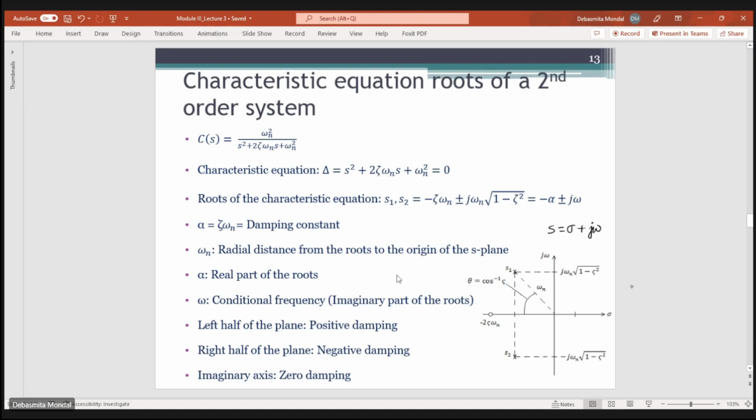Now, if we want to plot this one, the real part is equal to minus zeta omega n, and the imaginary part of this pole is equal to omega n square root of 1 minus zeta square. These poles are a pair of complex conjugate poles.